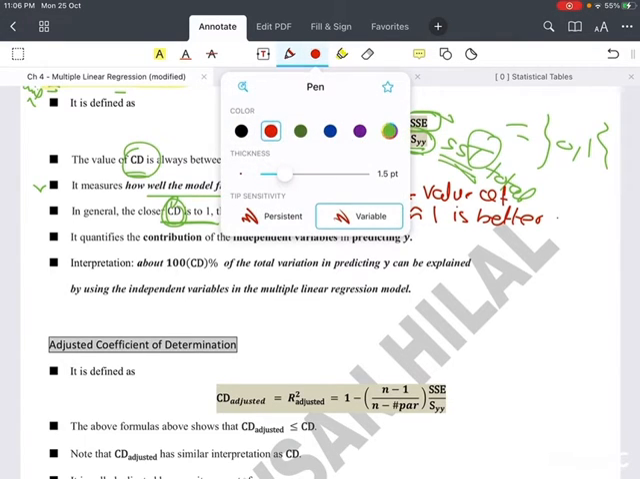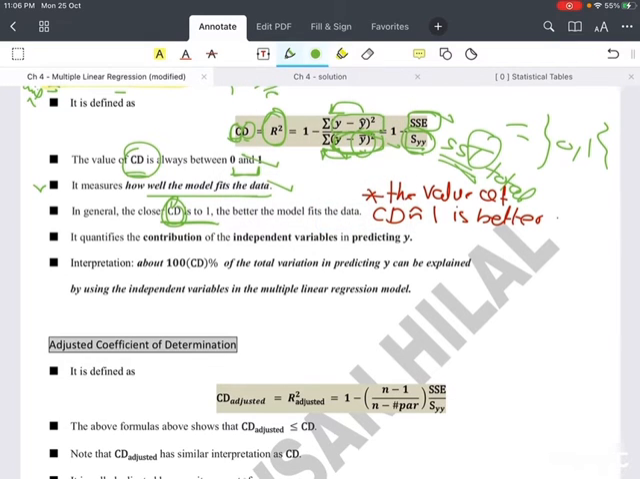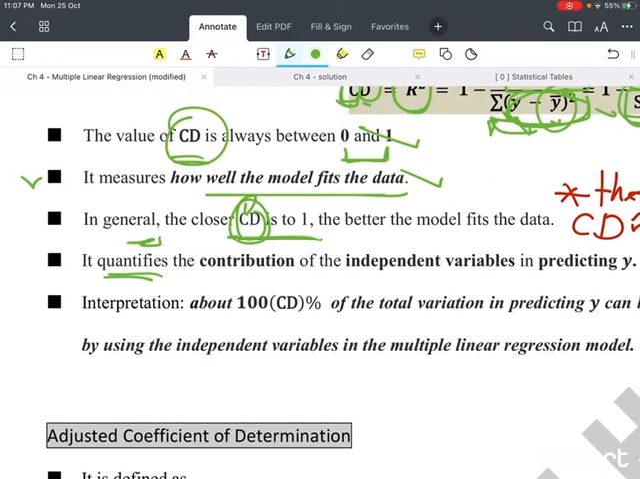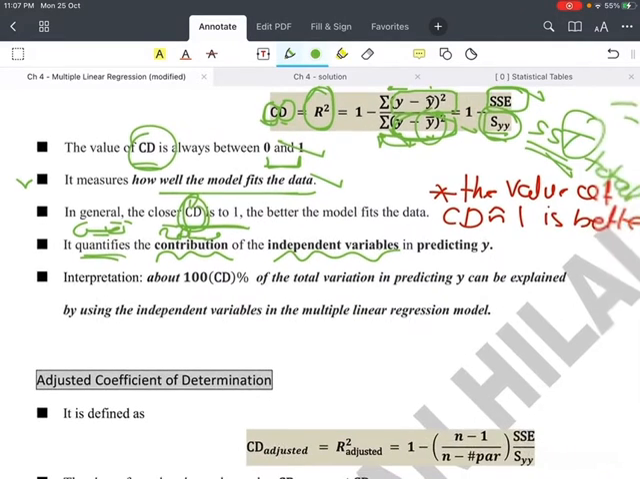It quantifies the contribution. Quantifies means measures قيس the contribution مساهمة the independent variables in predicting y. So it quantifies the contribution of the independent variables. فتقيس لي شنو يسوون هذين العوامل في التنبؤ بقيمة y، شنو دورهم.